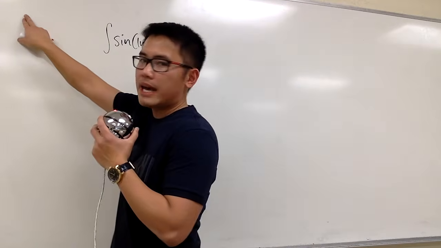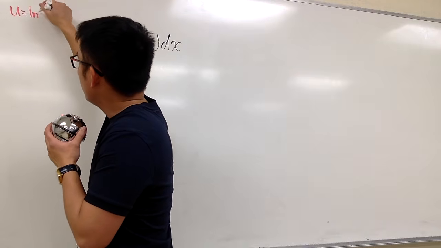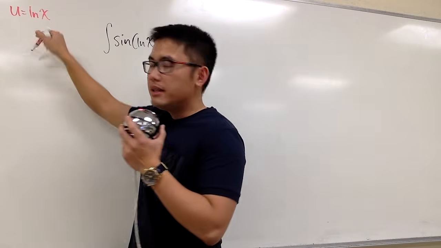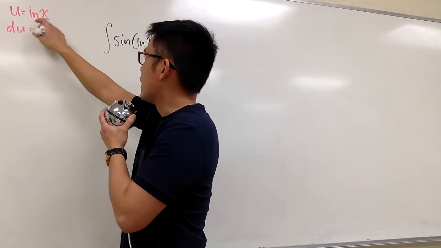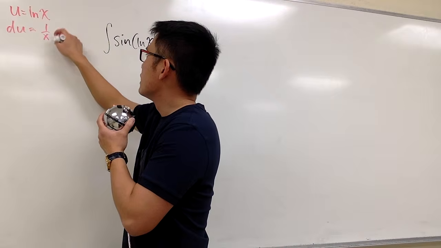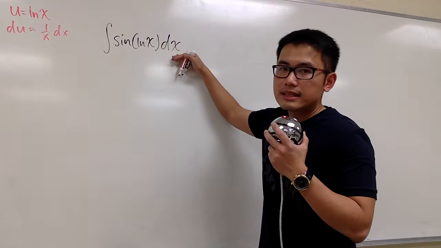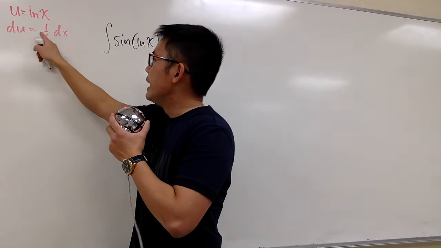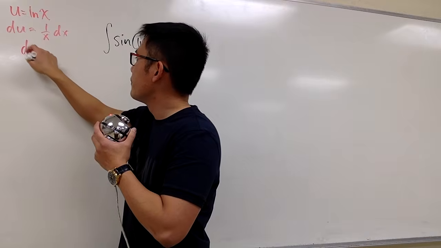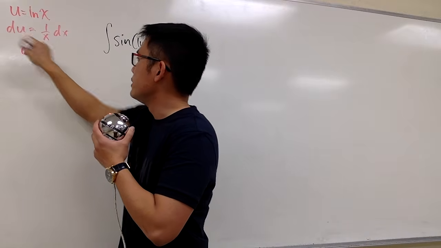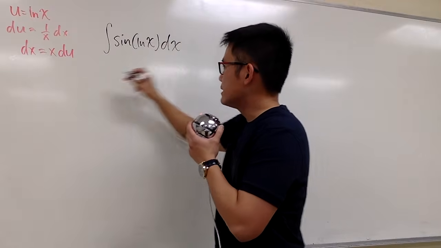So let me do it on the side right here. I will write down let u equal ln x, and then immediately I will differentiate both sides. du will be the derivative of ln x, which is 1 over x dx. But then I have to isolate the dx. Let me multiply the x on both sides. So I get dx by itself equals x times du. Like this.